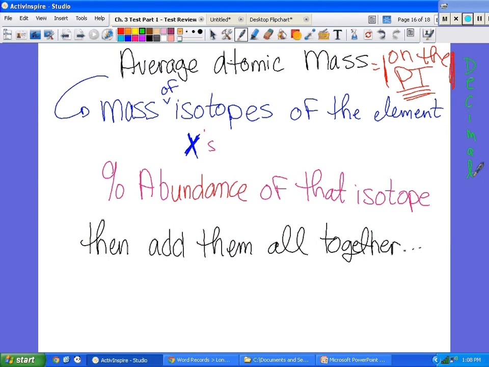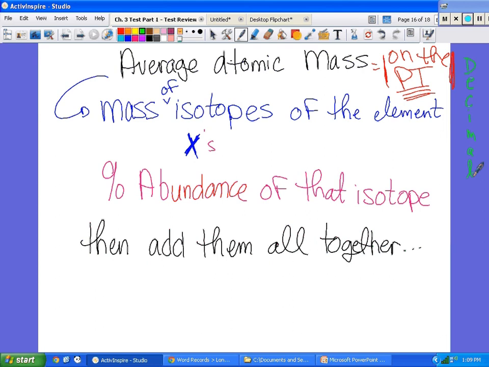So what we do is we take the mass of the isotope of that element, and we multiply it by the percent abundance. Now, what does abundance mean? If I have a bag of 100 of them, how many of them are in that bag? If we have more than one, we do that math and then add all of those numbers together. Good thing is you are not responsible for the math of this.